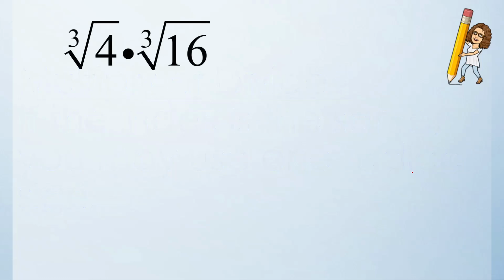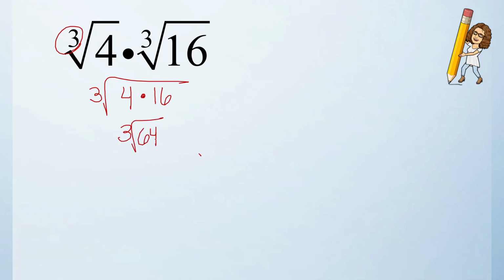So let's practice. If I have the cube root of 4 times the cube root of 16, they have the same index. So I'm just going to be able to put it under one radical. So I can do the cube root of 4 times 16. 4 times 16 is 64. Cube root of 64. The cube root of 64 is 4. So my answer, 4.